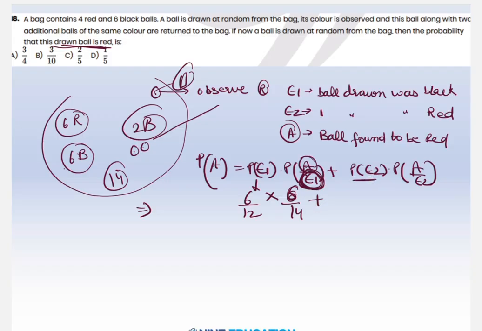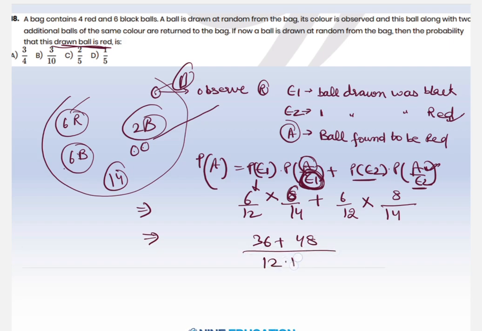Now E2 is the event that the ball drawn was red. So if the ball drawn was red initially, the probability is 6 by 12. And given the ball was red, now the ball found is red. So if the ball was red again, you put 2 more red balls. In total you have 14 balls, and out of them how many are red? 8 are red. So this is the total probability: 36 plus 48 divided by 12 into 14. That should be the probability of getting a red ball.